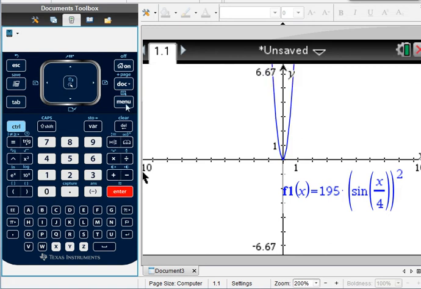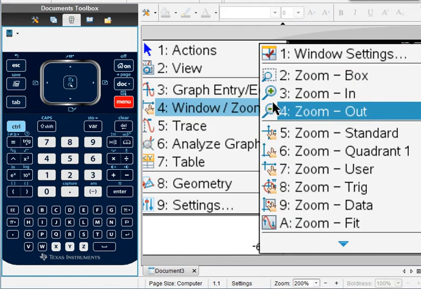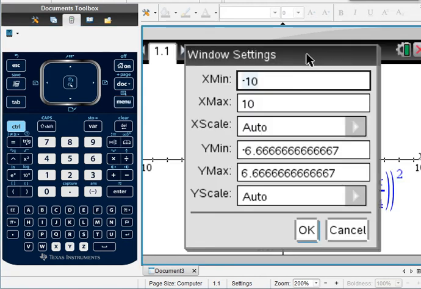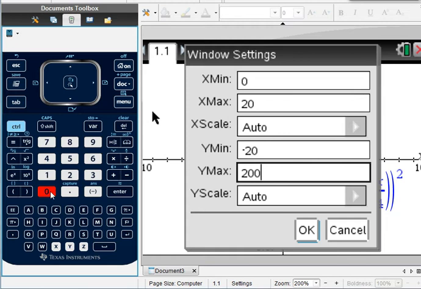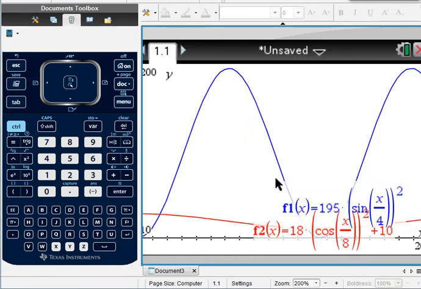And again, let's change our window size. So menu, window, zoom, window settings. We already played around with these on the 84. So we know the x min and max has to be 0 to 20 because that's when these apply. And we figured out the y min. We did like negative 20. And y max was 200. Whoops.